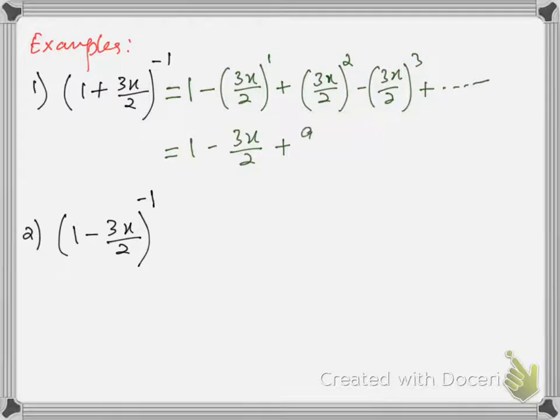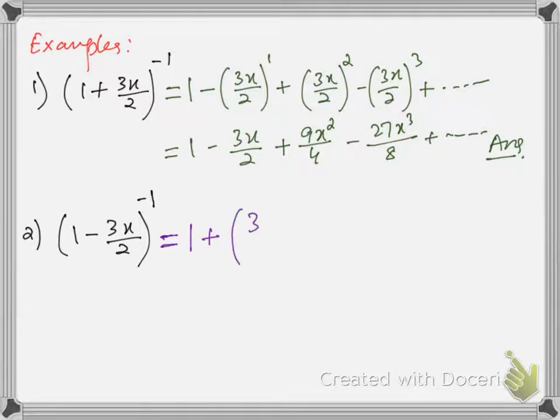1 - 3x/2 + 9x²/4 - 27x³/8. That's it. That's the answer of the first expansion. Now we can expand the second expansion with the help of rule number 2. According to rule number 2, we have to expand this expansion with all positive signs. The signs of all the terms must be positive according to rule number 2.